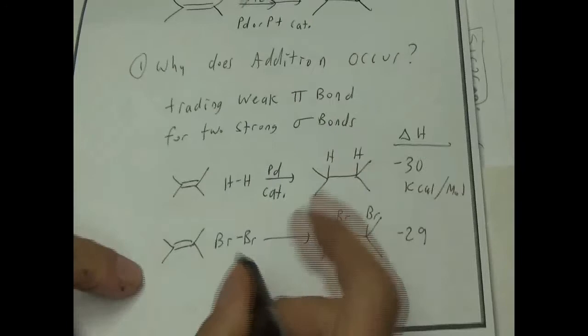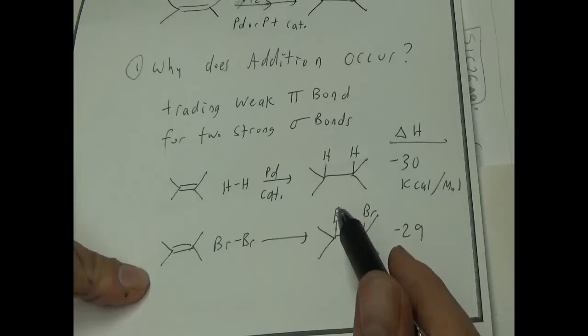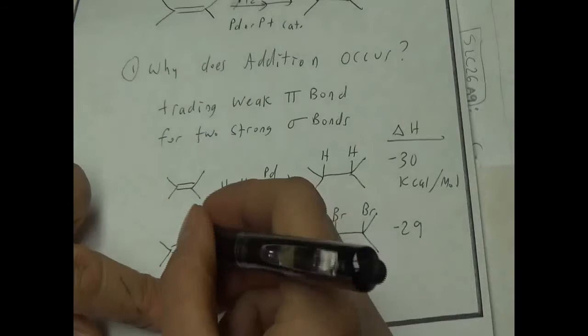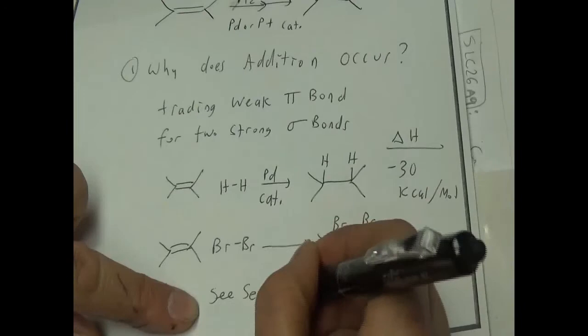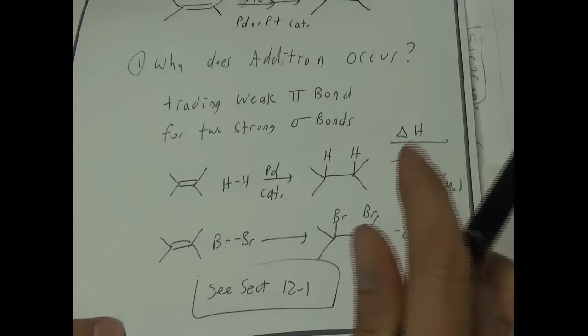The calculation of this is delta H, bonds broken minus bonds formed. We're not going to do that, and we don't care. You're not going to have to do that on the quiz. But if you want to read about how that's calculated, because that is easily calculated, it's in section 12.1 of the book. Okay.